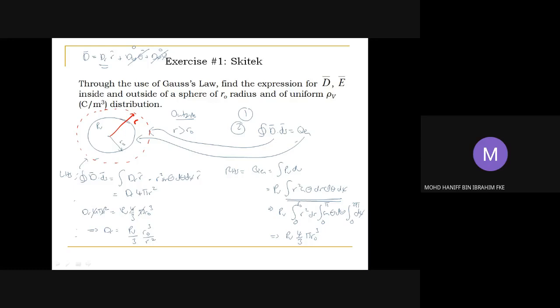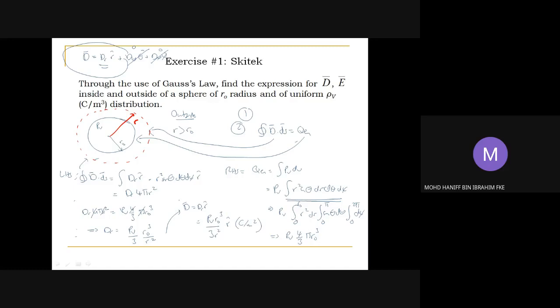Yeah, r naught is a constant, r is a variable. So that should be your vector D, so your D_r. And subsequently, we can write that the vector D will be D_r in the direction of r, from this understanding before. So we're going to have vector D as rho_v r naught to the power of 3 over 3 r to the power of 2, direction of r, coulombs per meter squared.